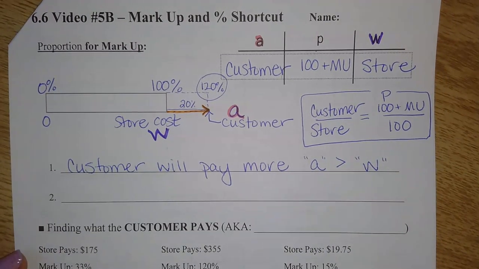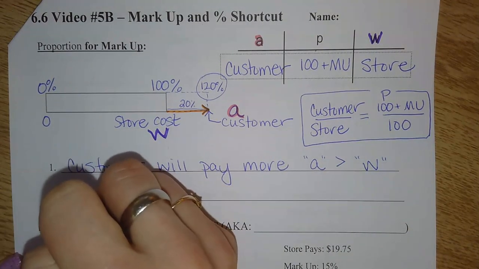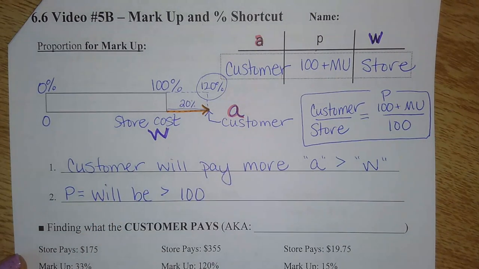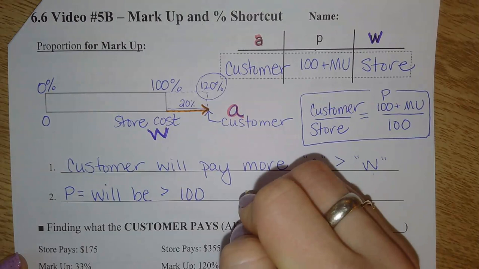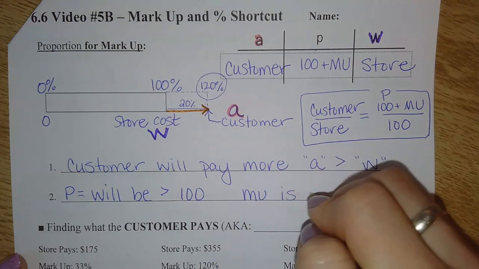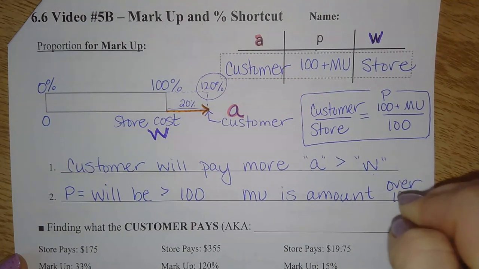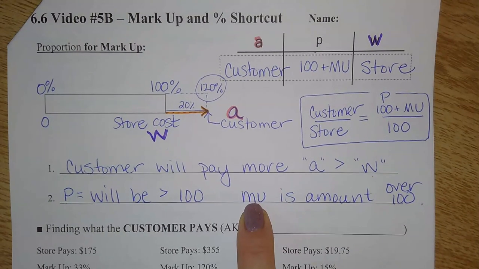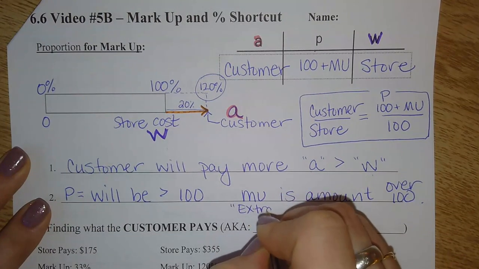Okay. So one fact, customer will always pay more. The part is going to be bigger than the whole. And the P is always going to be greater than 100. Right? It's going to be more than 100%. And that makes sense because the part is bigger than the whole. The P is going to be over 100. The markup is the amount over 100. So make sure if they're asking for how much is the markup, you're thinking about, okay, just how much extra did the store put on? So the markup is the extra that the store added.